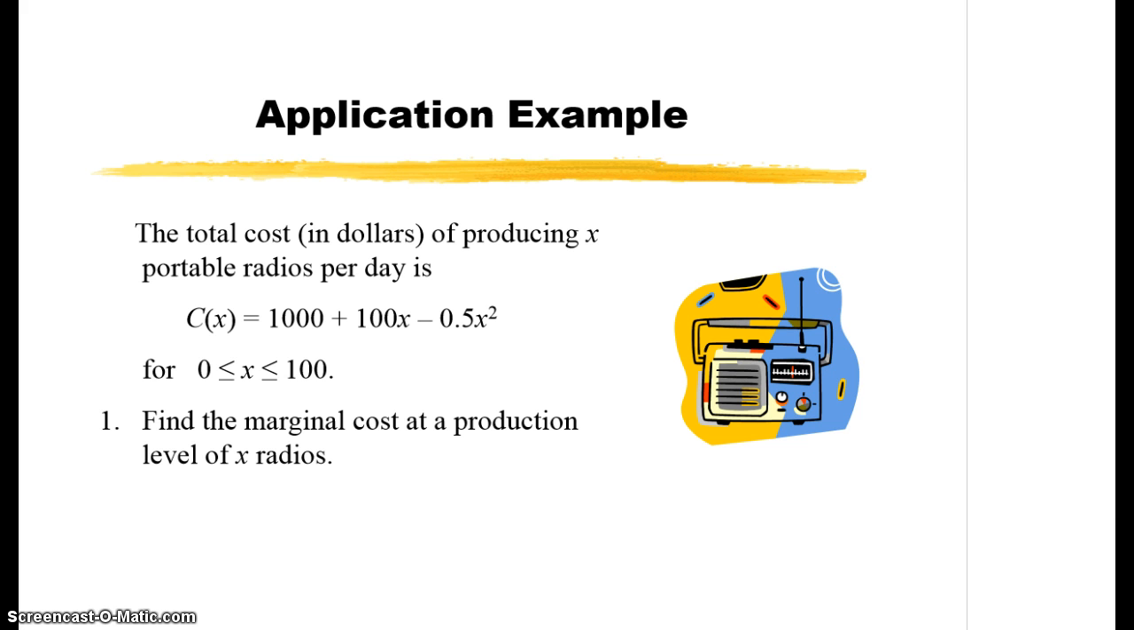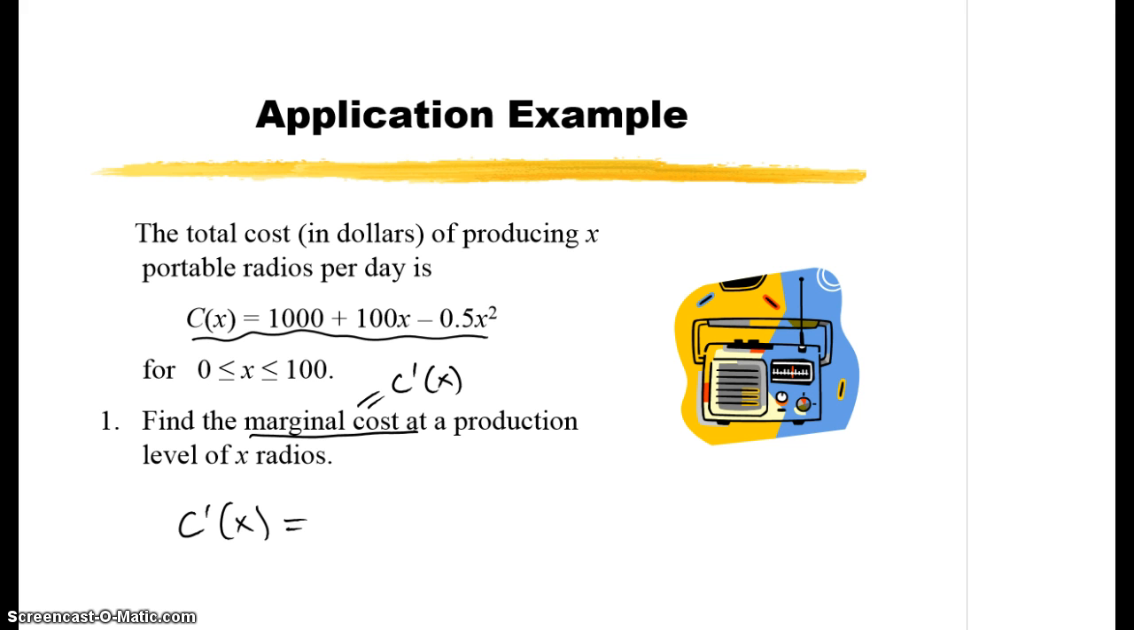The total cost of producing x portable radios per day is given by this function, c of x, where x is between 0 and 100. It says find the marginal cost at a production level of x radios. Well, once again, the marginal cost is simply c prime of x. So to find the marginal cost, I need to take the derivative of this expression.